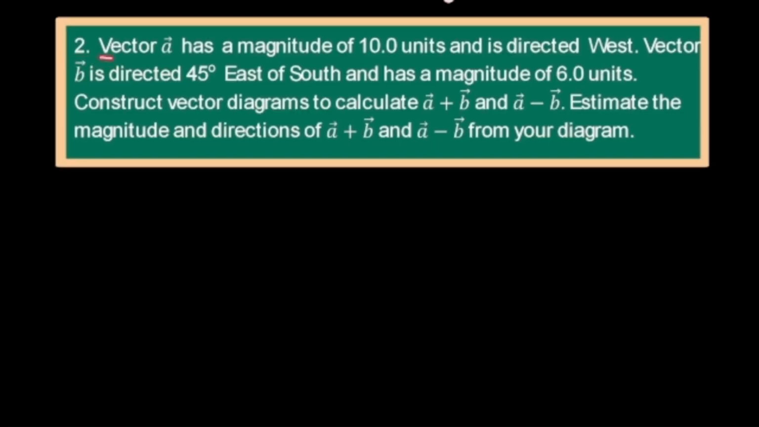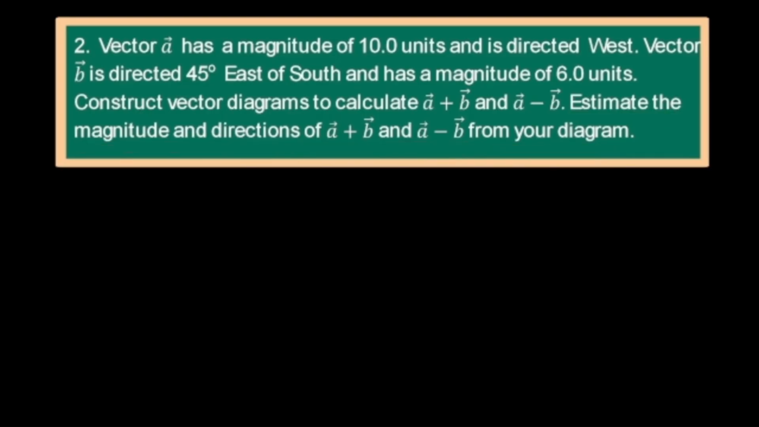In this problem number 2, we have a vector A with a magnitude of 10 units and is directed west. Then we have a vector B that is directed 45 degrees east of south and has a magnitude of 6 units. We're asked to construct vector diagrams to calculate A plus B and A minus B. And furthermore, estimate the magnitude and directions of A plus B and A minus B from your diagram.